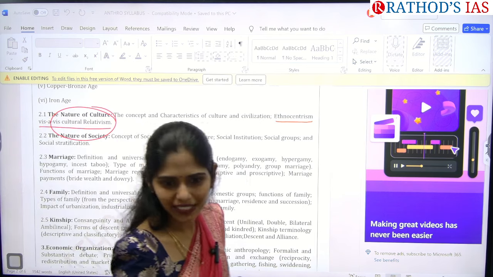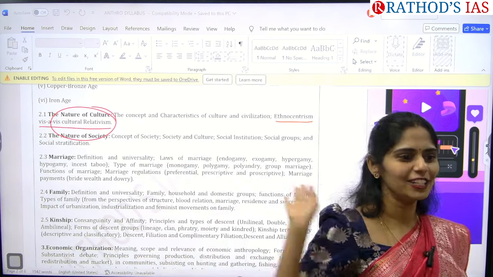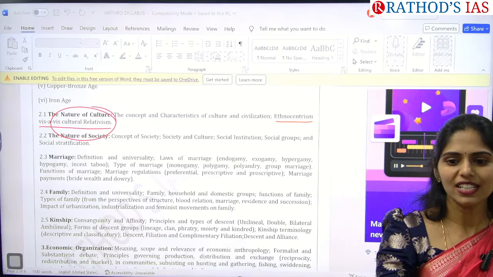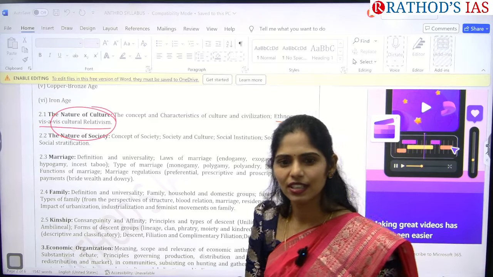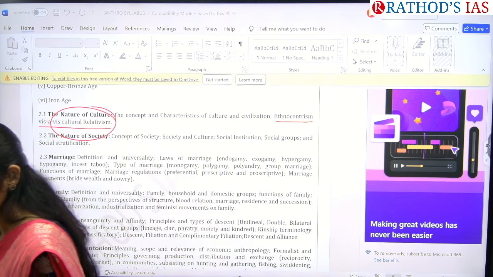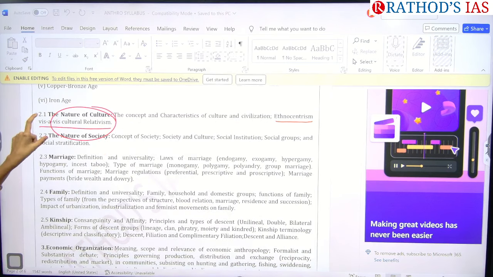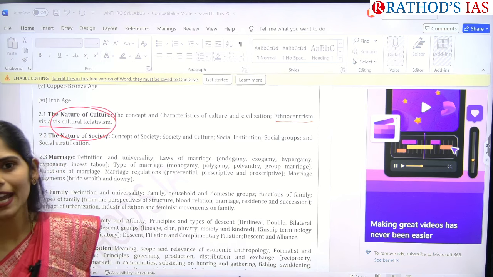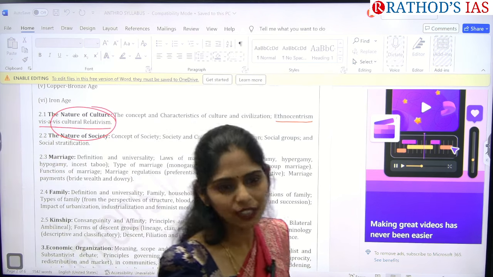Cultural relativism is nothing but keeping our culture aside and trying to understand the cultures of other peoples. So this is the methodology which will be used by anthropologists to do field work.